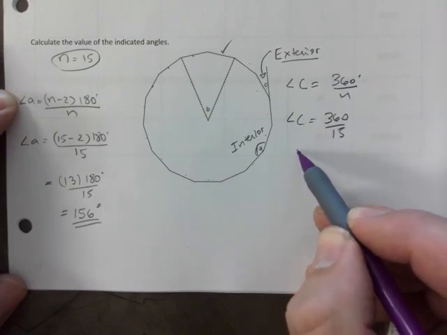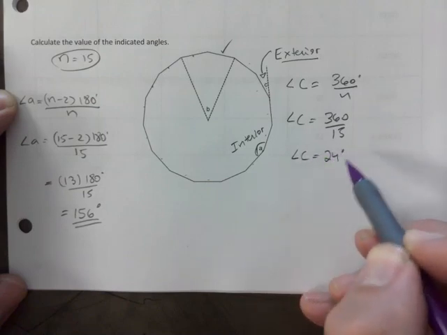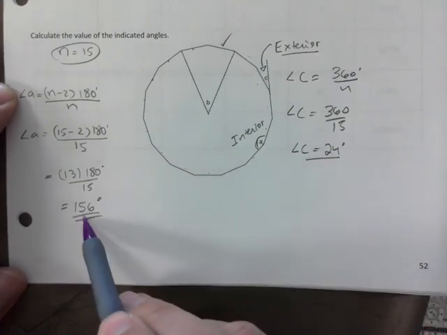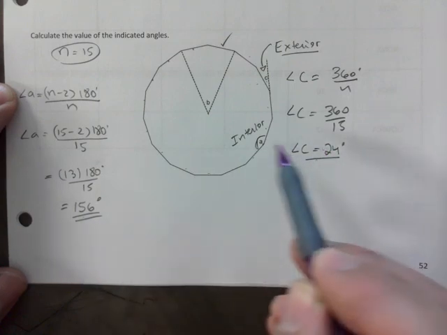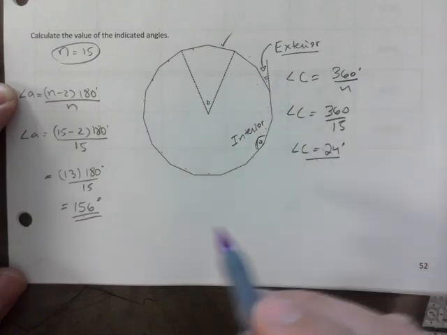And that is 24 degrees. Does it make sense that this one is 24? If you look at the interior angle, they should add up to 180. The interior and the exterior should add up to 180.